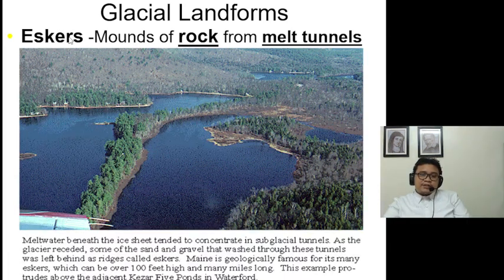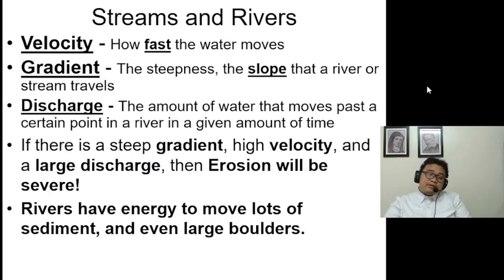And we also have eskers, which are mounds of rocks from melt tunnels. So where can you find the eskers? Here. The meltwater beneath the ice sheet tended to concentrate in subglacial tunnels, and as this glacier receded, some of the sand and gravel that washed through these tunnels was left behind as ridges called eskers. Maine in the US is geologically famous for its many eskers, which can be over 100 feet high and many miles long. As you can see here, it's very long. This is an example that protrudes over the adjacent Kezar Ponds in Waterford. These are all found in other countries, because of course glaciers are not so common in our country. Now let's go to streams and rivers as agents of erosion.